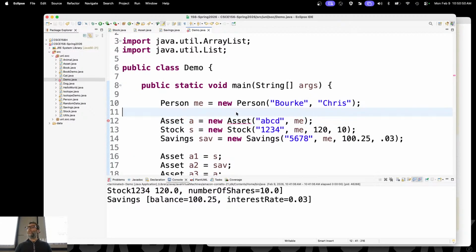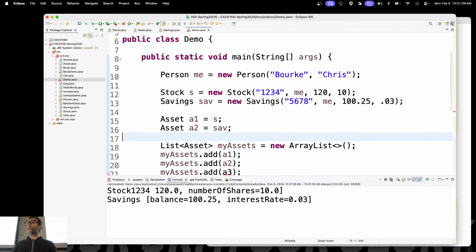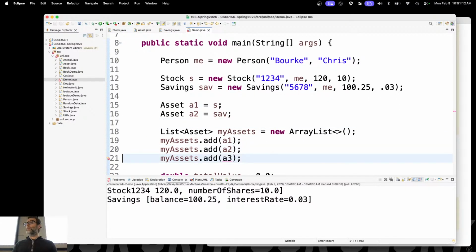Just like over here, you can no longer create an asset class, or an asset instance, excuse me. Cannot instantiate the type asset. Okay, fine. I'll go ahead and get rid of it. I can create stocks and I can create savings because they know how to handle themselves. They know how to compute their values. And I'll go ahead and get rid of A3 now.